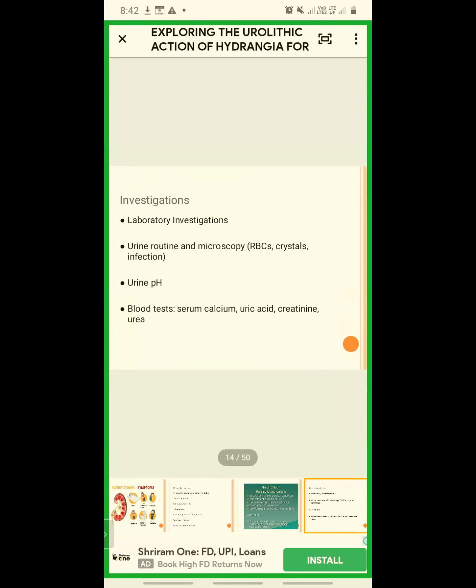So the main investigations include urine routine, that is urine RE and urine microscopy. That will check for the pH, and in case of blood tests, we can check for serum calcium, uric acid, creatinine, and urea. Mainly we check uric acid to find whether it is a uric acid stone or not. And also check creatinine and urea to see whether the kidneys are functioning normally.